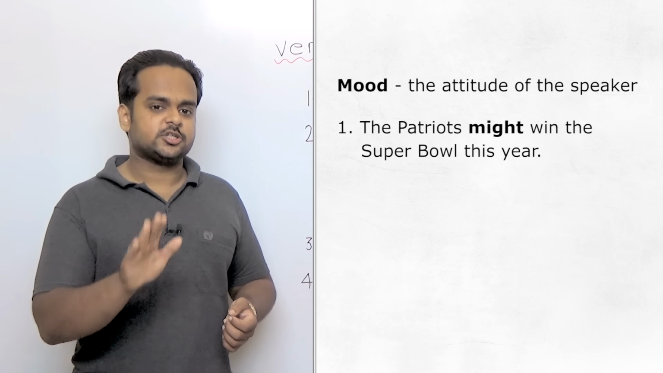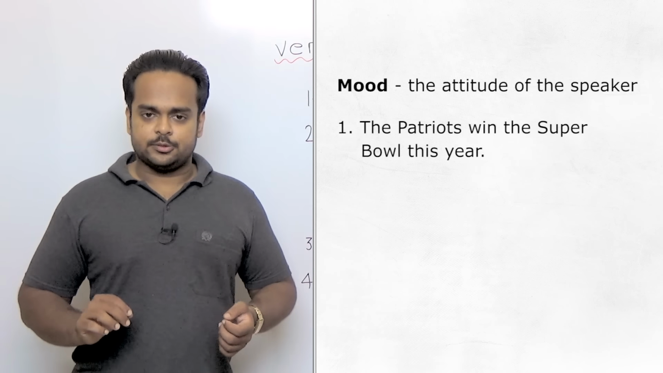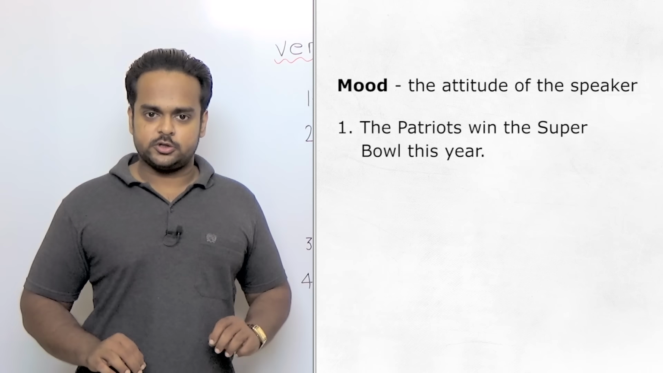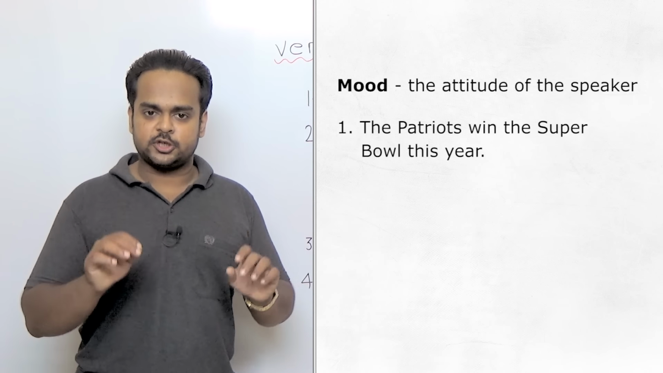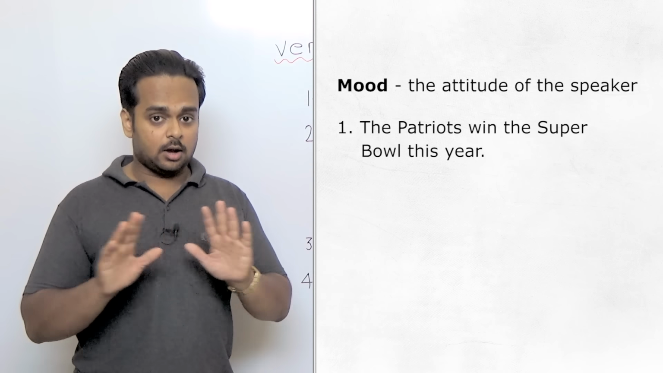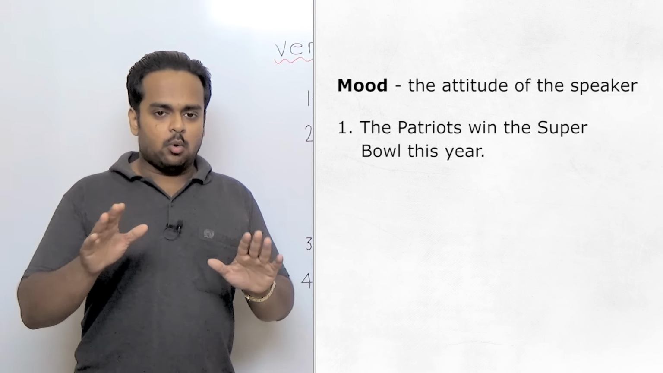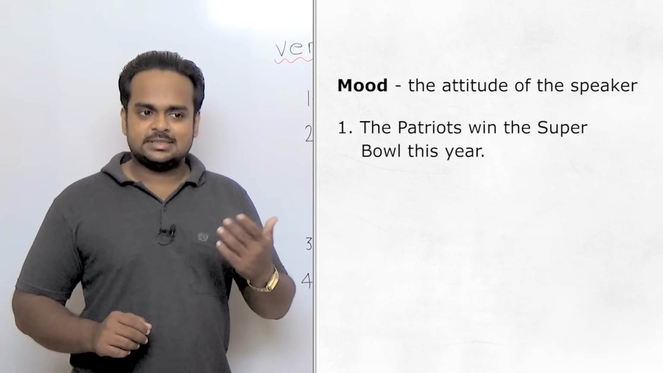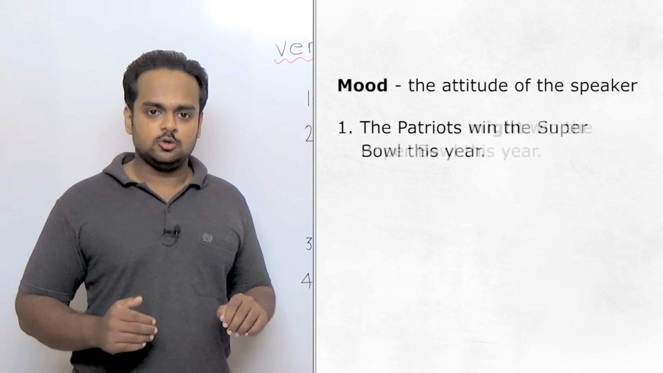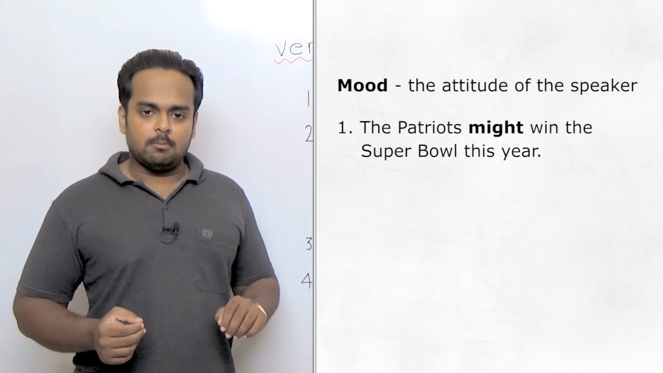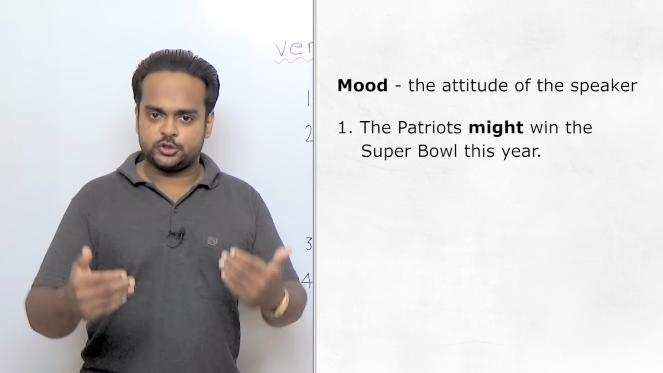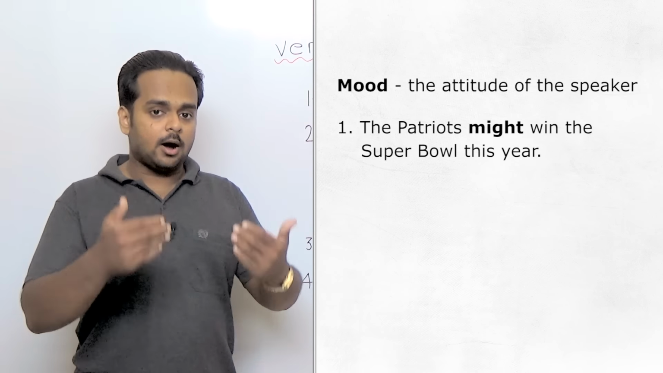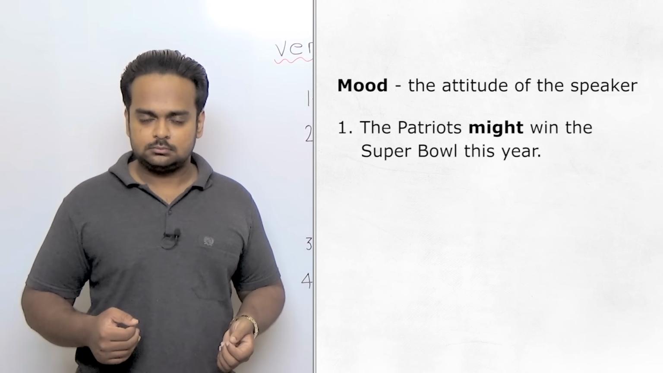Try to read that sentence without might. The Patriots win the Super Bowl this year. It sounds like I'm 100% sure, but that's not what I want to say. I want to say that I'm maybe 70% sure. Okay, so I'm using might. So might adds that mood to the sentence, that I'm talking about possibility in the future.